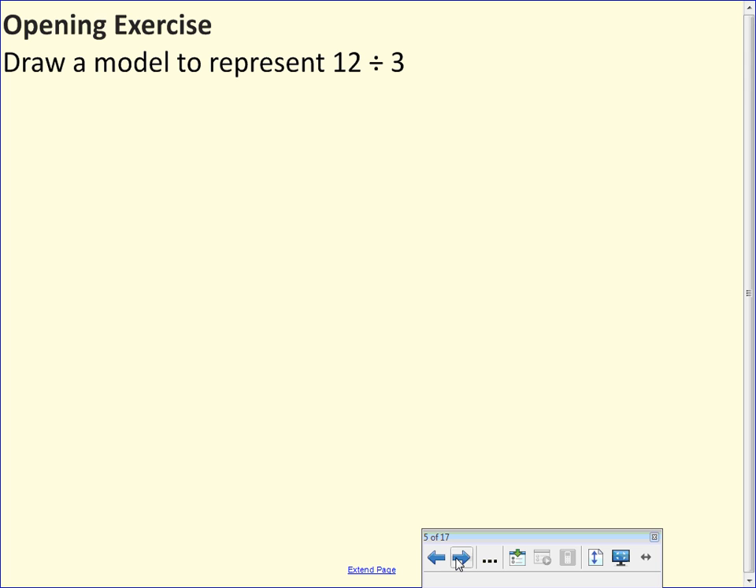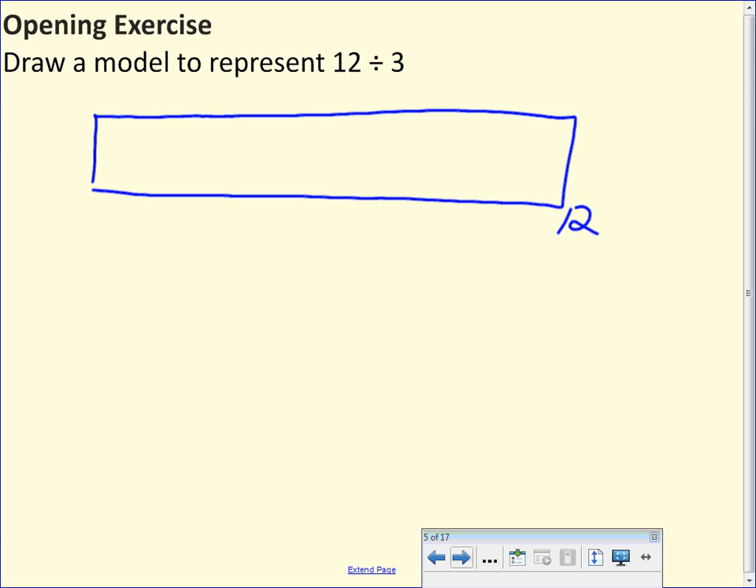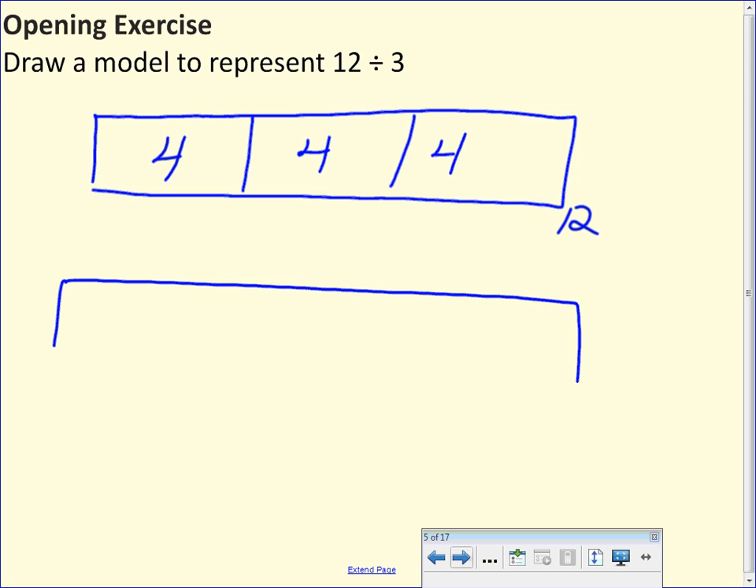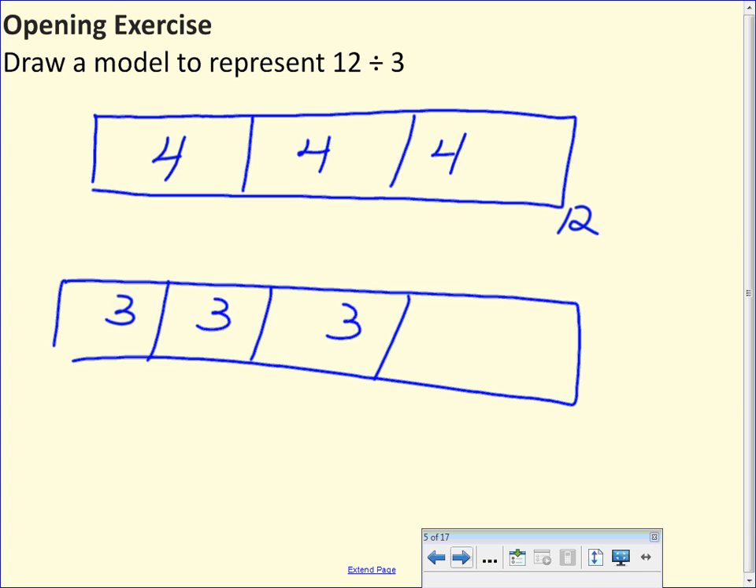So we start by looking at a model to represent 12 divided by 3. Our whole is 12, and we're dividing it by 3, so we have 3 groups, each one is 4. Or we could model it this way: if our whole is 12 and we want groups of 3. Either way, how many even groups of 3 can we get out of 12? Everybody? 4. Exactly. So we're looking to form even groups.